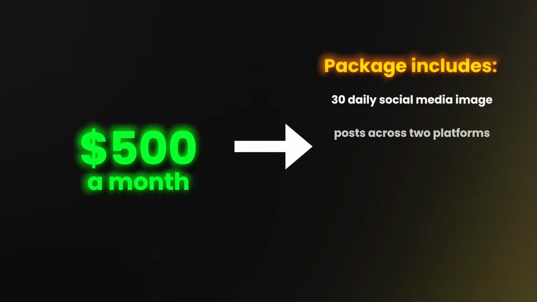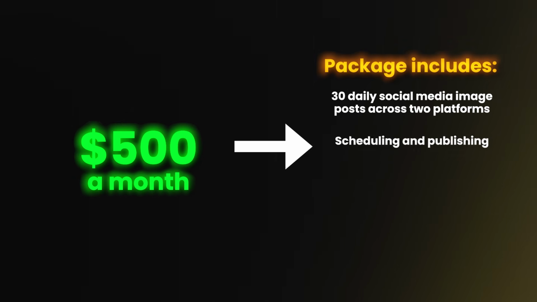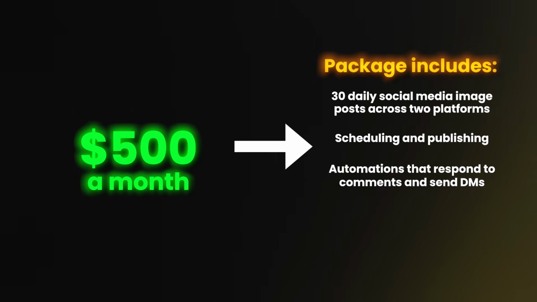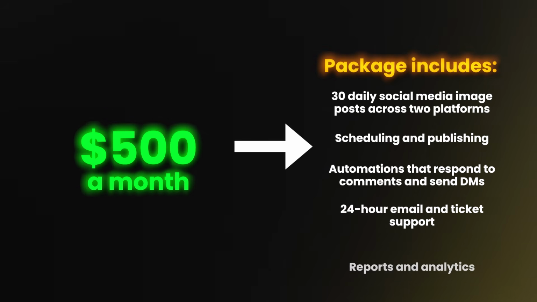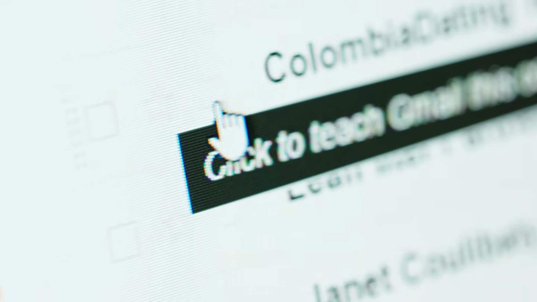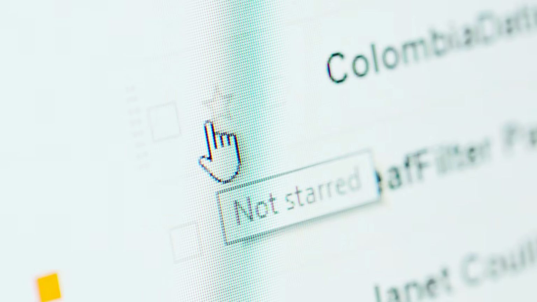Here's how it works. For $500 a month, a client gets 30 daily social media image posts across 2 platforms: scheduling and publishing, automations that respond to comments and send DMs, 24-hour email and ticket support, and reports and analytics. No one-on-one meetings. Everything is handled through email and support tickets, which keeps it scalable. And the entire thing is powered by AI. Let me show you what I mean.